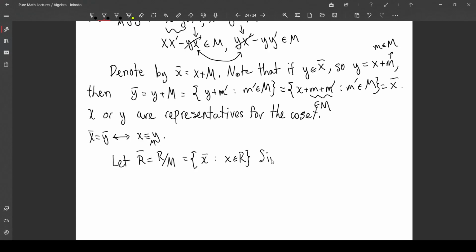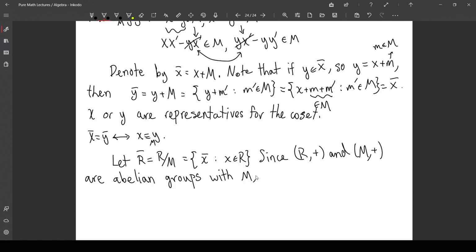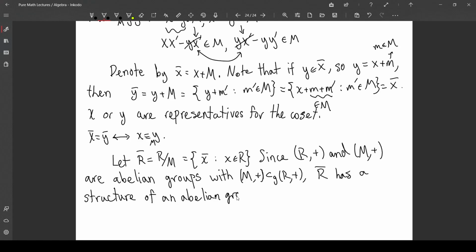Now, since R plus and m plus are abelian groups, with m plus being a subgroup of R plus, then R bar has the structure of an abelian group, because we've already studied quotient or factor groups, right? So this is just a factor group.